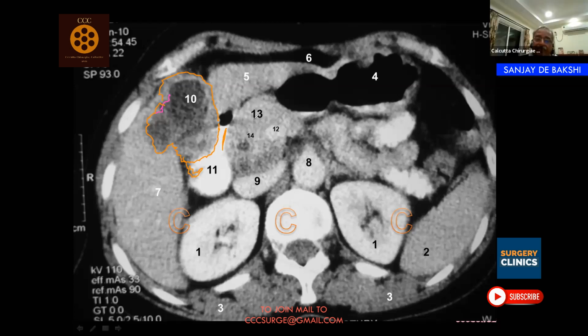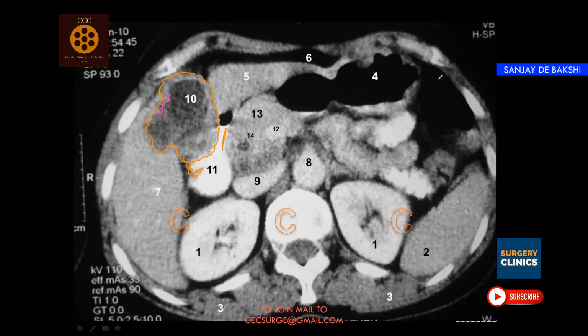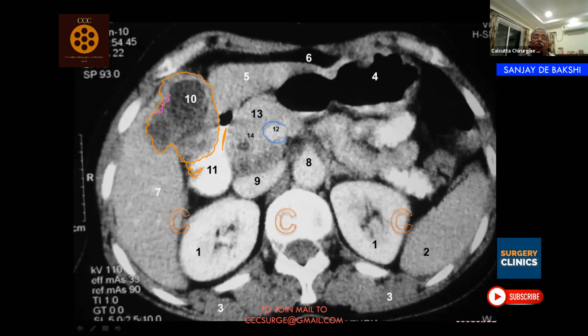Pancreas. Absolutely right. Bang on. Very good. What is number 12? Portal veins. Very good. Well done. See, no wonder that faculty member was very impressed. That's the portal vein. So we know portal vein. That number 13 is the pancreas.